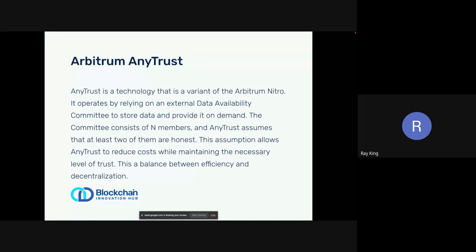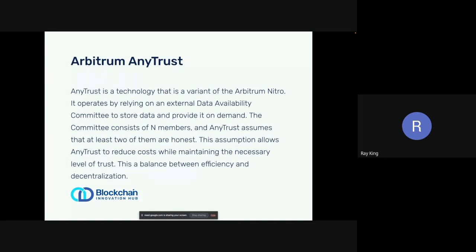Whenever the data is required, the committee is going to provide it on demand. So we'll be like, oh, hey, I need some documents, or I need some transaction data. Since at least two of them are going to be honest, they're going to provide the data required. And as a result, it actually gives a balance between efficiency and decentralization. Now, instead of sending the whole full data back to the L1, it actually sends a certificate. There's this DAC cert that is sent to the L1.